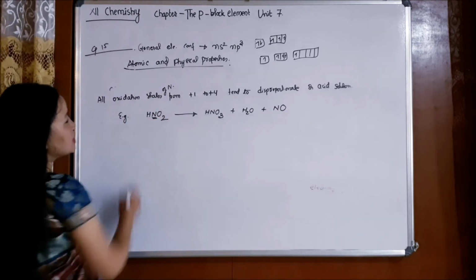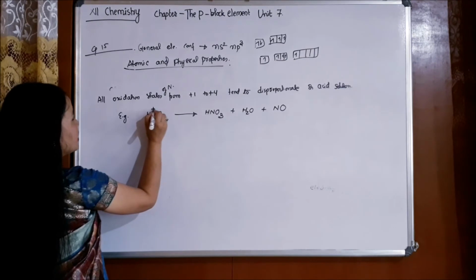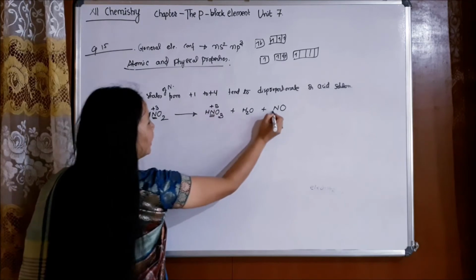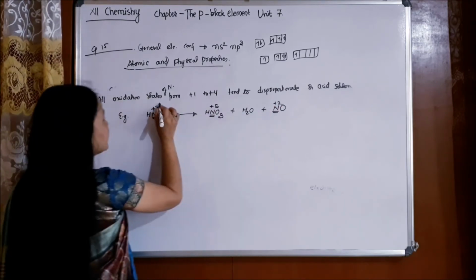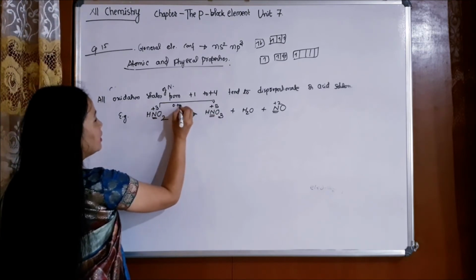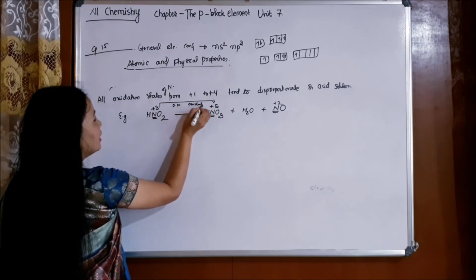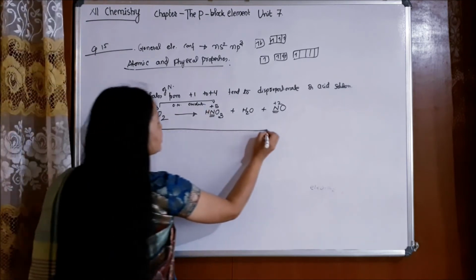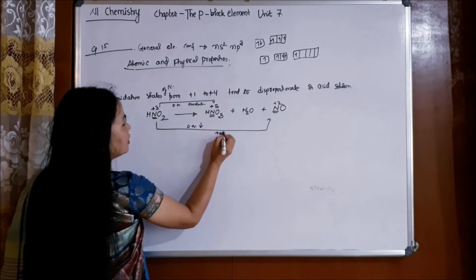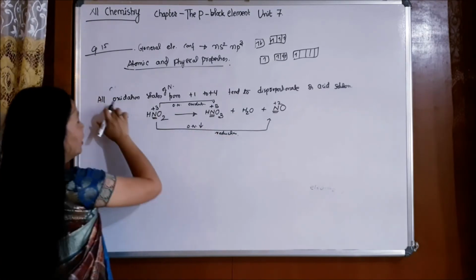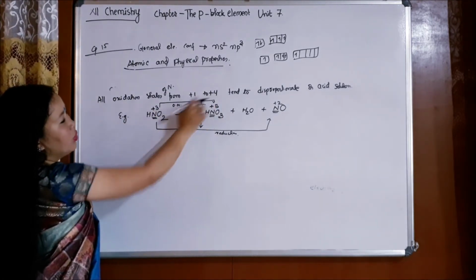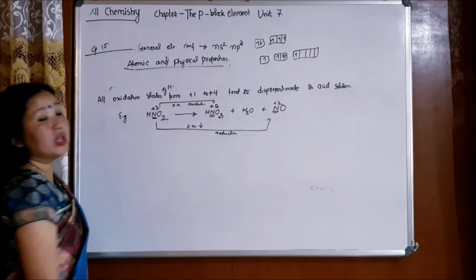Now, what is the oxidation state of nitrogen here? It is +3. And what is the oxidation state here? +5 and +2. Now what is happening to the oxidation state from nitrous to nitric? Increasing, right? So oxidation is taking place. And from +3 to +2, what is happening to the oxidation number? It decreases, so that means reduction is taking place. So all the oxidation states of nitrogen from +3 to +4 will disproportionate, as given in the question.